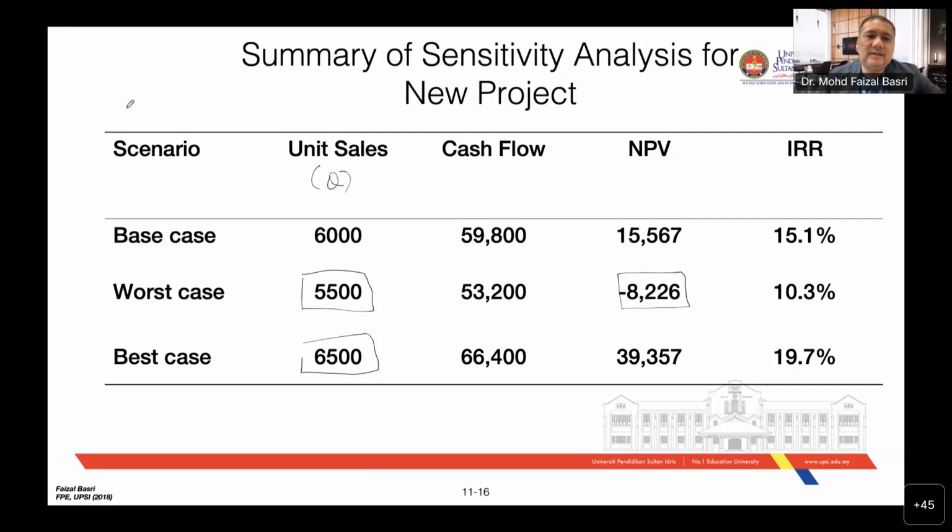But the formula is still the same. If you use the worst case scenario, it is your NPV1 minus NPV0, so this one minus this one. And the quantity will be negative as well. So negative divided by negative is positive. You should get the same figure, divided by Q1 minus Q0.